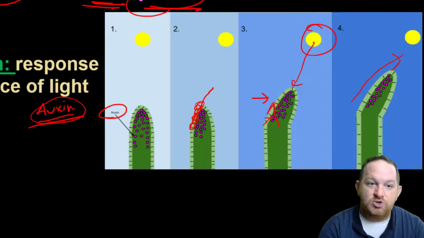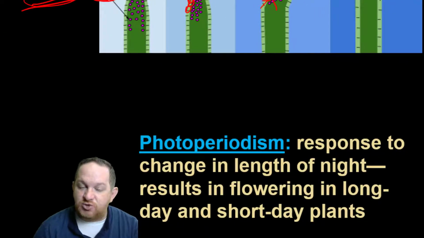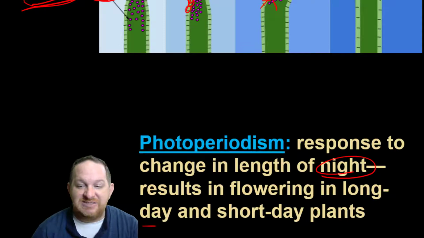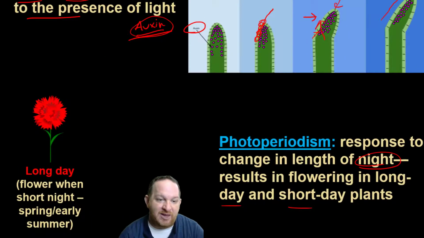That's called phototropism, the plant moving towards the light. The other example is photoperiodism, and this is a change or response to the change in the length of the night. We actually call these long day and short day plants. So here's an example of a long day plant. If you think of some flowers, like this carnation here, we call this a long day plant because it will flower, meaning put out its flower, when there is a long day or short night.